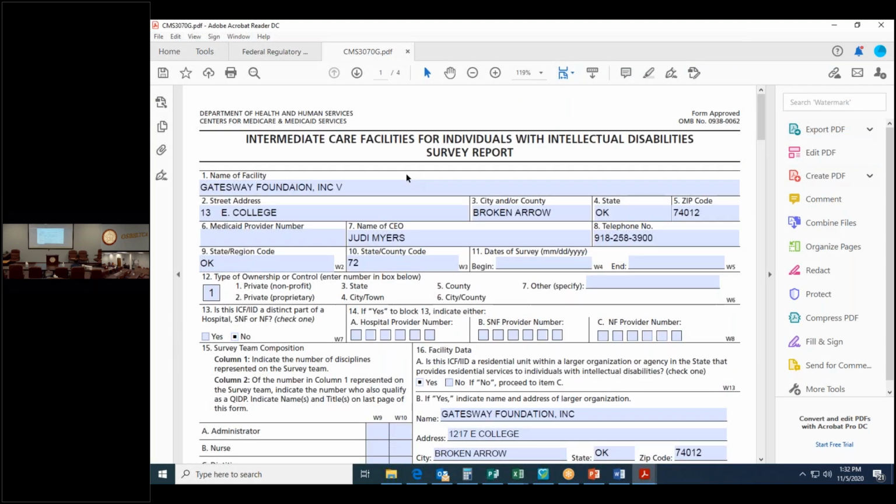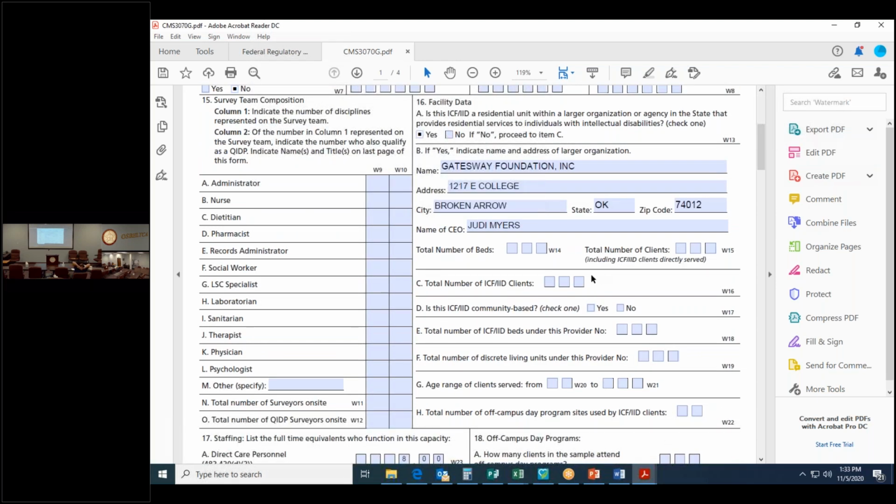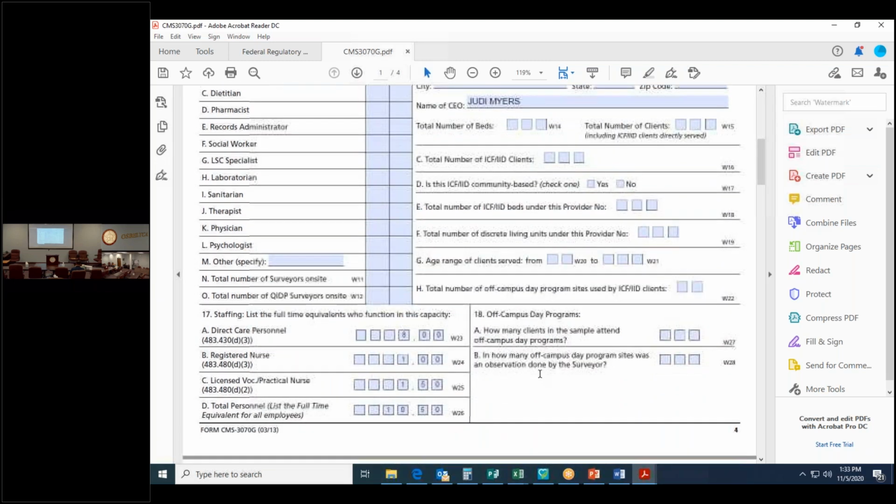This one, this right here is your survey report that you get. So whenever the surveyors come into your facility, they will give you this page, which will be blank, and basically you're filling out the name of the facility, the address, your Medicaid provider number, whoever your CEO is or executive director, telephone, Tulsa County Code is 72, basically the date the survey began, and then all these different questions that they ask. They want to know how many clients you have, and if you have a large area or multiple facilities, then you would also have to list that information.